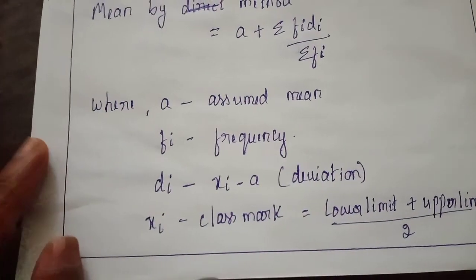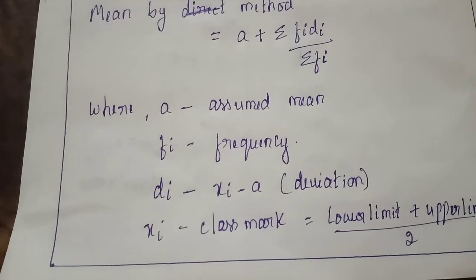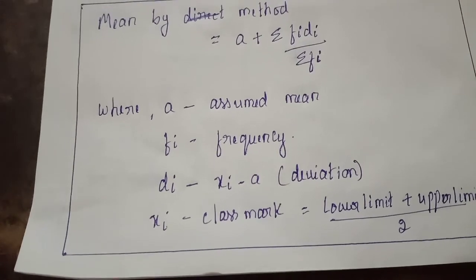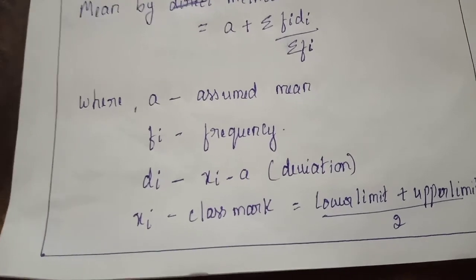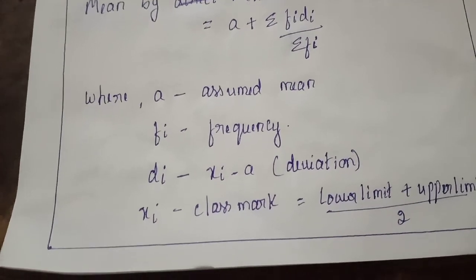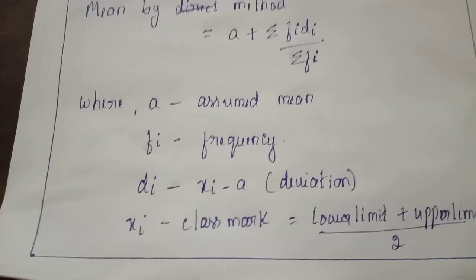I hope you got the difference: what ungrouped data is, how to find the mean of ungrouped data, how to convert ungrouped to grouped, and how to find the mean in grouped data with the two methods. The third method, that is the step deviation method, is deleted for you.